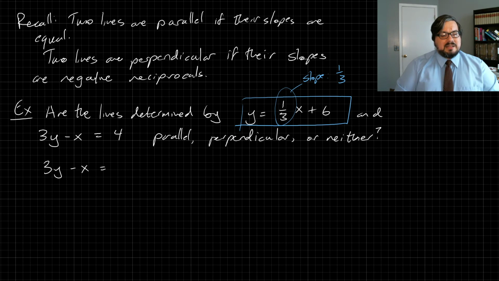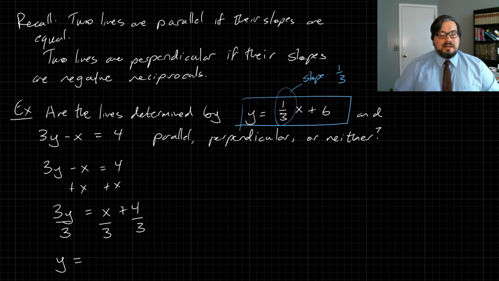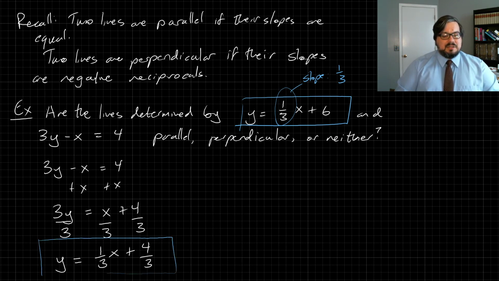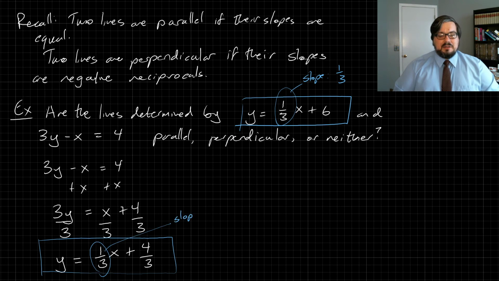We've got 3y minus x equals 4. Let's add x to both sides. We get 3y equals x plus 4. To get it into y equals mx plus b form, we're going to divide everything by 3 and get y equals x over 3, and I'm going to use the same notation again to write x over 3 as 1/3 times x. So here is the slope-intercept form of the second line, and we can see that this line also has a slope of 1/3.